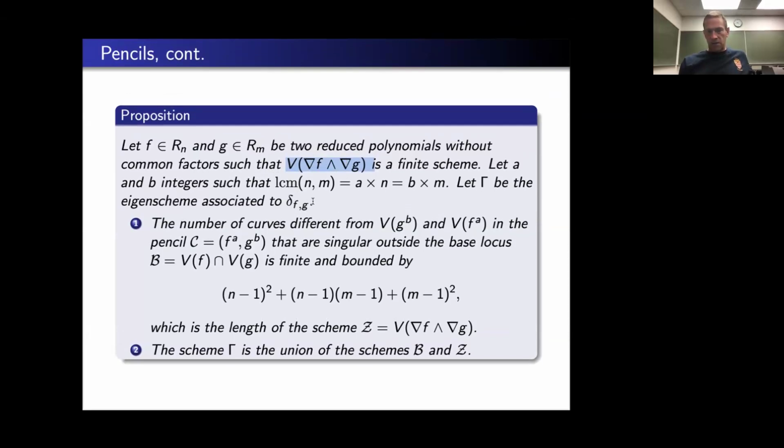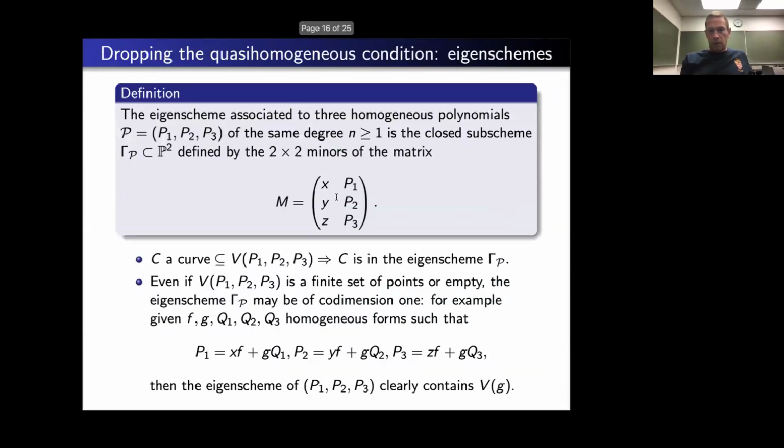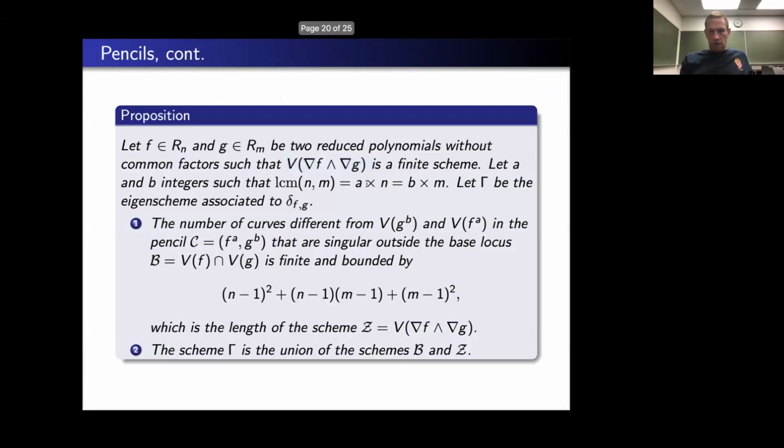And then we look at the eigenscheme of that, which is, remember, a different object, because that's the minors of this matrix. The eigenscheme was the minors of this matrix of the x's and the p's.